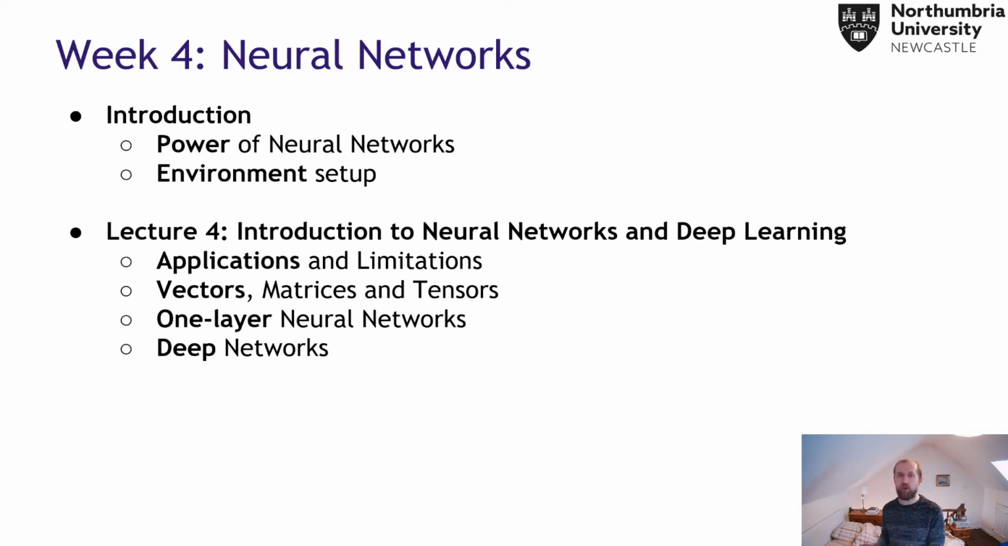Then I'm going to get into the bulk of the main lecture. I'm going to start off mostly talking about the limitations of neural networks. Even though they're incredibly powerful, there are still some things that they don't do too well, and there are some challenges that you need to be aware of when you are coding them and when you're deploying them. So I'm going to go into those. I'm going to give an overview of vectors, matrices, and tensors as well for those of you that are less familiar with the mathematics. Then finally, I'm going to explain what a one-layer neural network looks like.